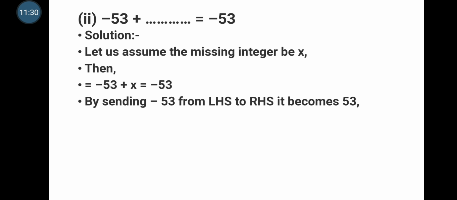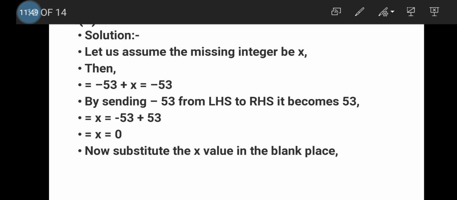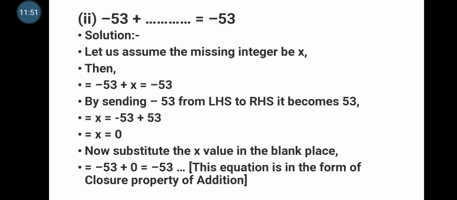So here from LHS to RHS we are taking minus 53. When it goes to RHS, it will change the sign to plus. So we will have plus 53. So minus 53 plus 53 is equal to 0. That means x is equal to 0. So in the blank we have to write 0. Minus 53 plus 0 equal to minus 53. So it is in the form of the closure property of addition. That is, if you add any two integers, the answer will also be an integer.